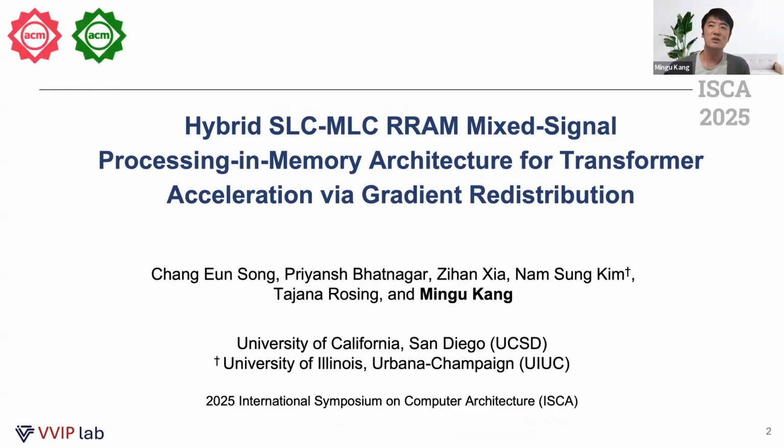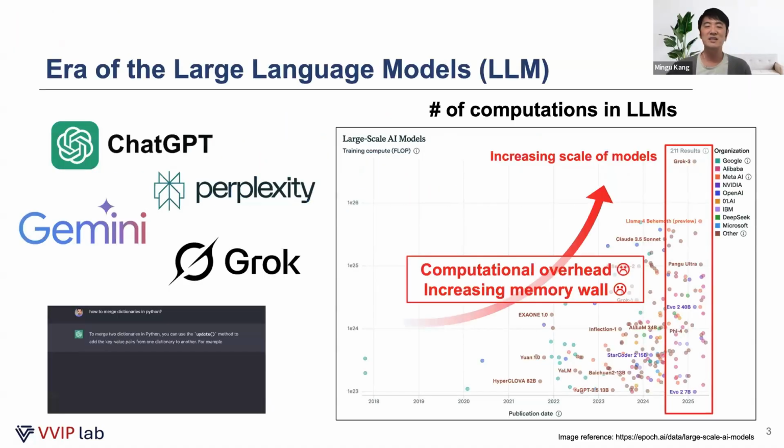This work, the hybrid RRAM-based PIM for transformer, is collaborative work with Professor Namsun Kim at UIUC and Tana Rosin in the CSE department of UC San Diego. My first author, Chang'un Song, is right now on this call, so if you have any question, he might be the best person to seek implementation detail from.